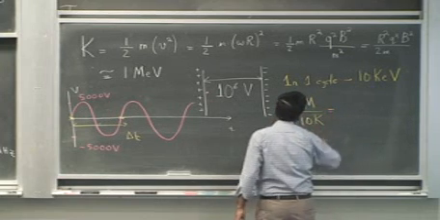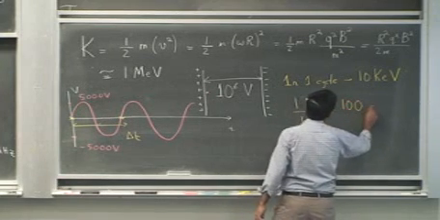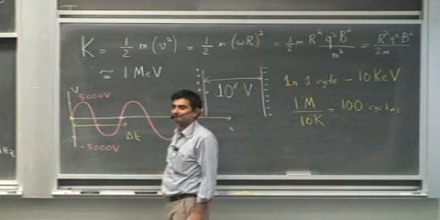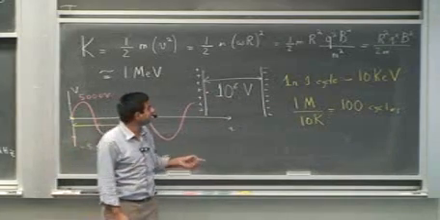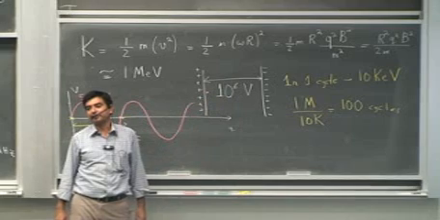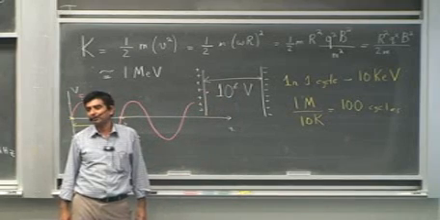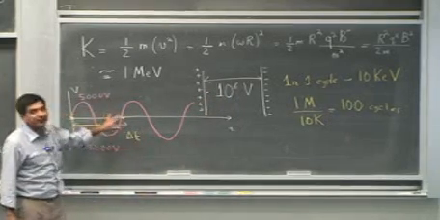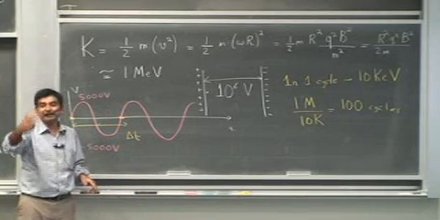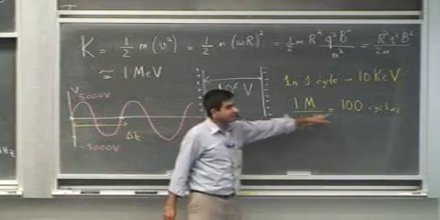Okay, this is 100. You need 100 cycles of this small voltage to accelerate this particle so that its final energy is 1 mega electron volts. Okay, so just by applying a small electric field, you can accelerate the particle through extremely high energies. So you need 100 cycles.